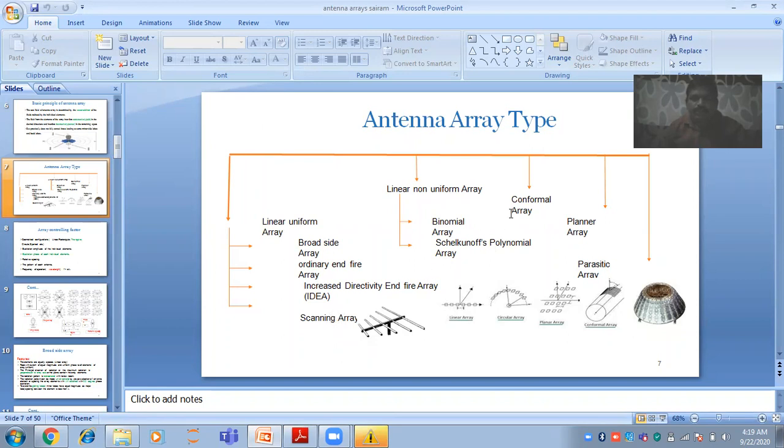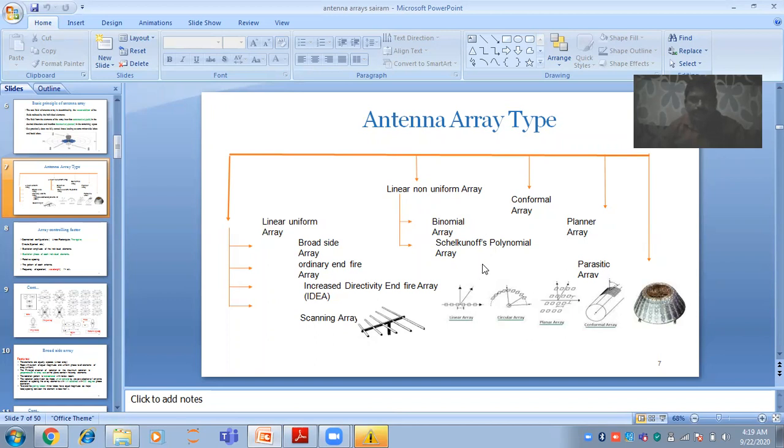And similarly, here on the right side, if you see conformal arrays, if an array is following a particular structure, that is called conformal array. If all the antenna elements are falling in a plane, that is called planar array. And Yagi-Uda antenna is an example for parasitic array. So there are parasitic elements in that array. Therefore, this is called parasitic array. So these are studied yesterday.